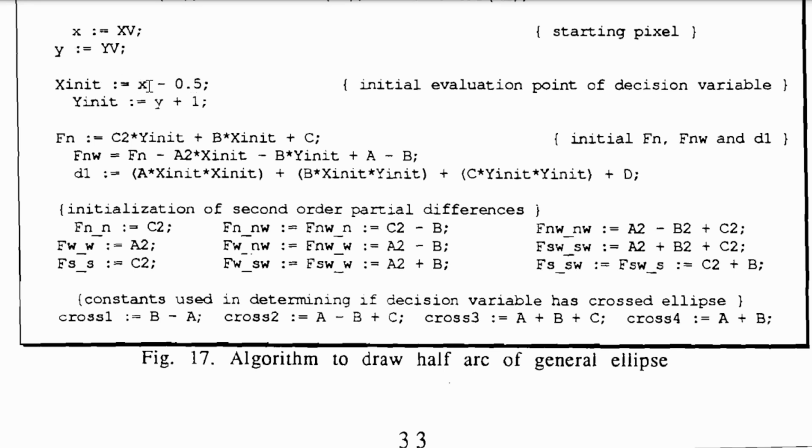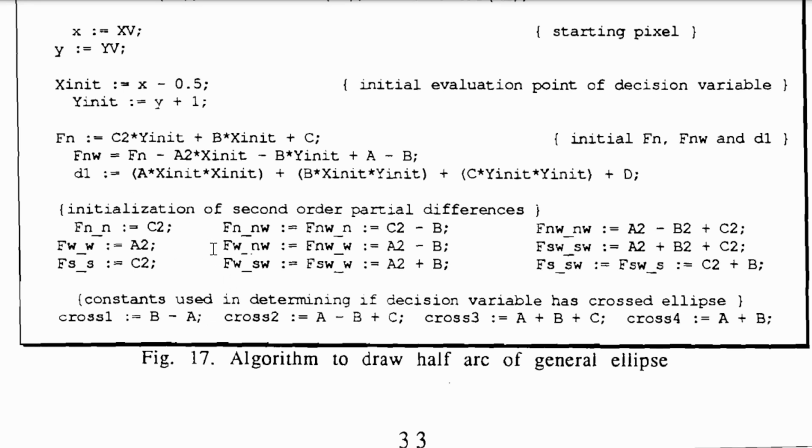Then Da Silva takes those values and he modifies them slightly to get two values, x init and y init, and uses them in these three formulas here to set up three values, fn, fnw, and d1. And these are the main variable values that get used in the algorithm for drawing the first arc of the ellipse. So he's setting up the initial values for those variables. And I'll show you the loop that does that drawing in a moment. It's actually a really simple loop, and that's why we're using this algorithm. And it just depends on three variables and a bunch of constants.